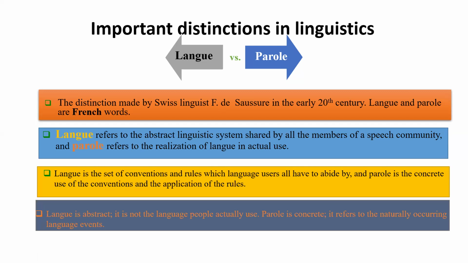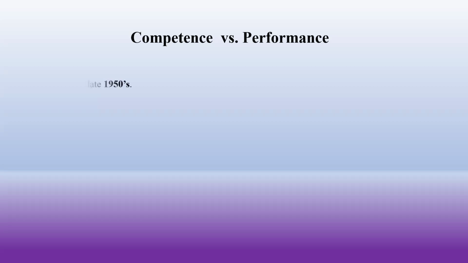Langue is abstract, it is not the language people actually use. Parole is concrete, it refers to naturally occurring language events. Another distinction is competence versus performance, proposed by the American anarchist linguist Noam Chomsky in the late 1950s.